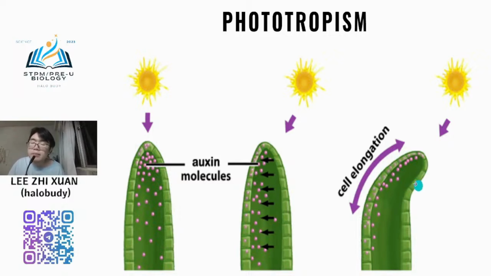On the brighter side, the cells do not elongate. They only maintain there. But on this side, the cells are elongating. So that is why you can see the plants face toward the sunlight. This is the reason, auxin.